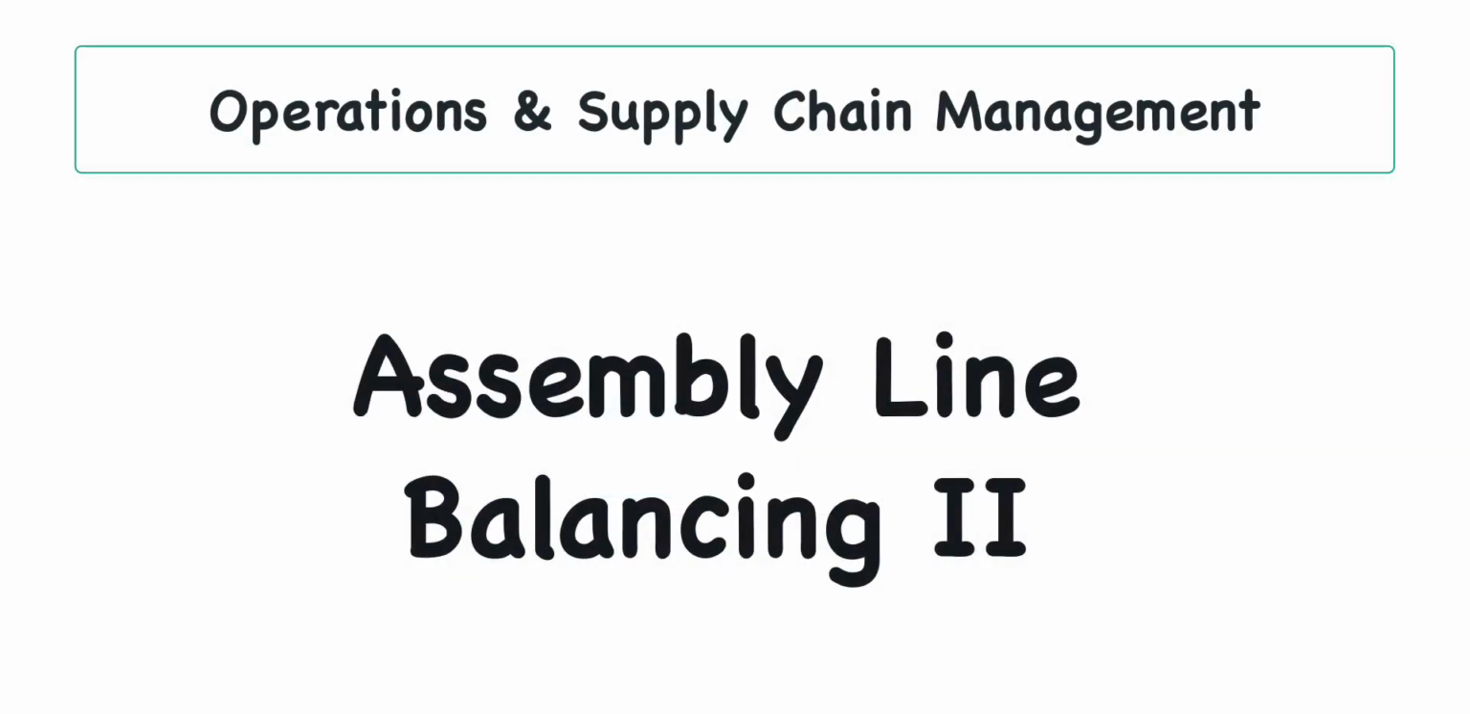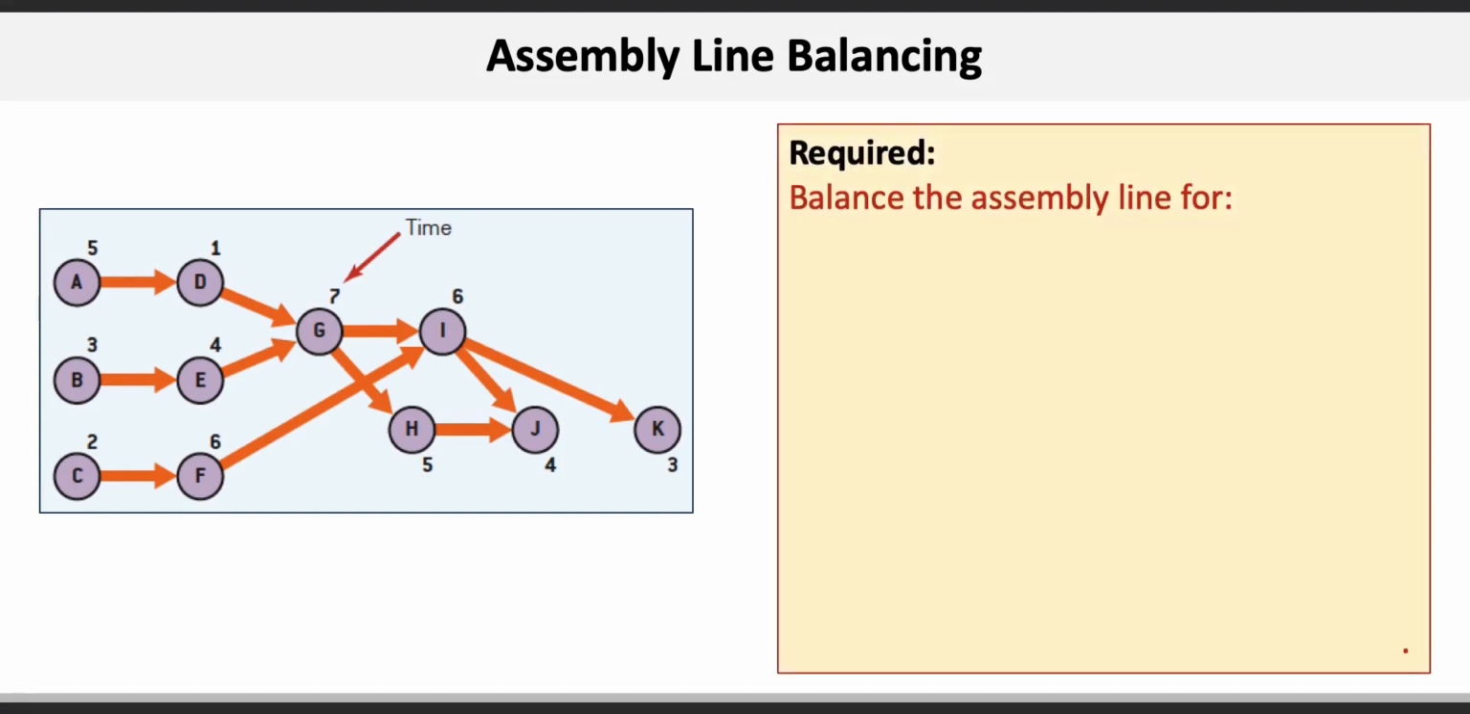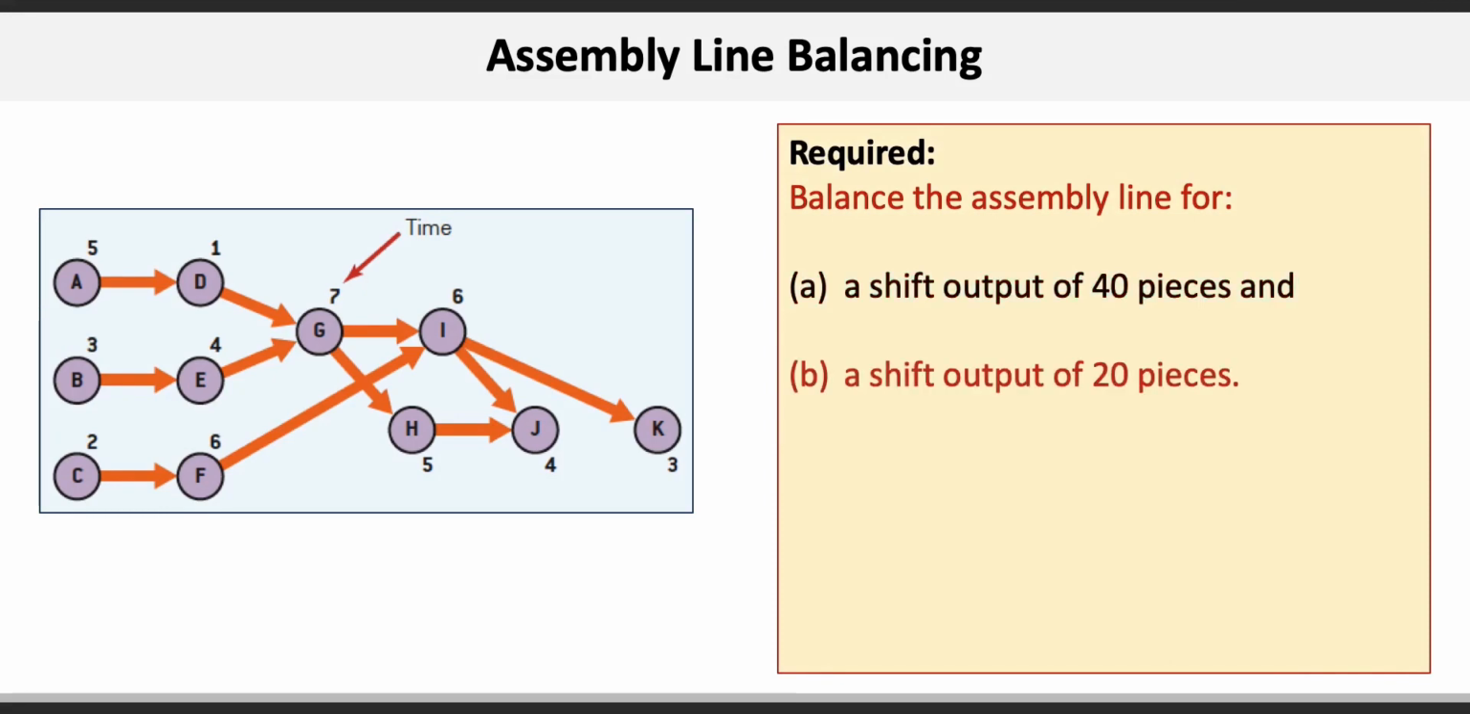This video will provide a walkthrough on how to balance an assembly line consisting of 11 tasks using the longest processing time first rule. Here's a precedence diagram for the problem, and you can see the 11 tasks we have to work with. The requirement is to balance the assembly line under two alternative output levels: A, a shift output of 40 pieces, and B, a shift output of 20 pieces.